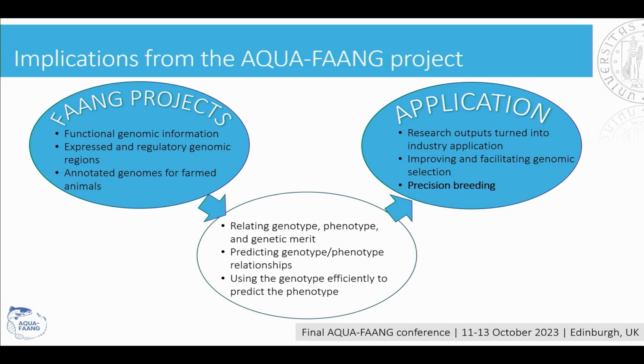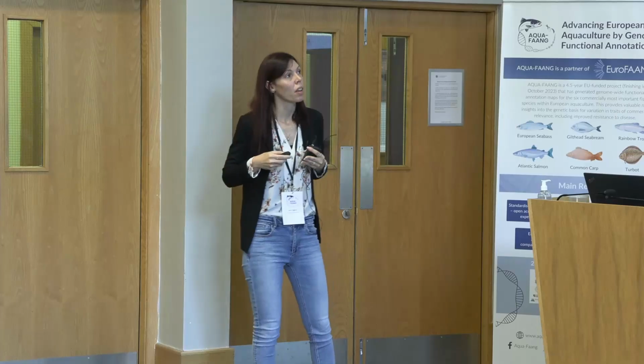How can we use that? We can relate genotype, phenotype, and genetic merit. We can predict genotype-phenotype relationships, and we can also use genotype efficiently to predict the phenotype. And this is really related to the application. So we can really turn the research outputs into industry application. We can improve and facilitate genomic selection, and we can move forward to precision breeding.